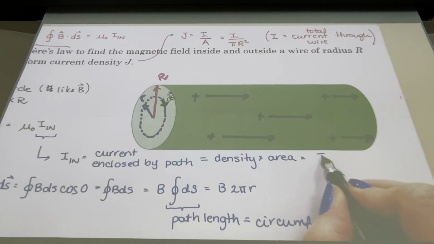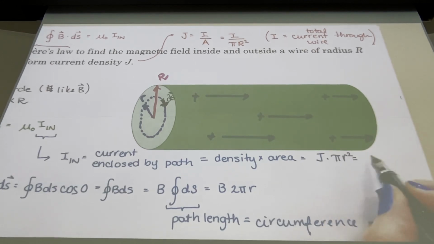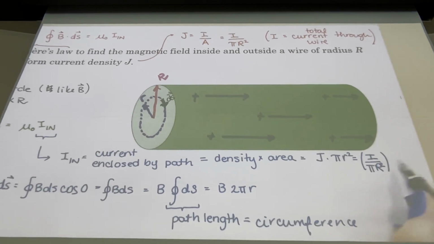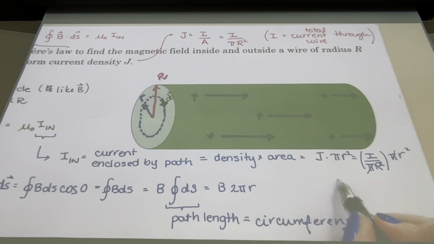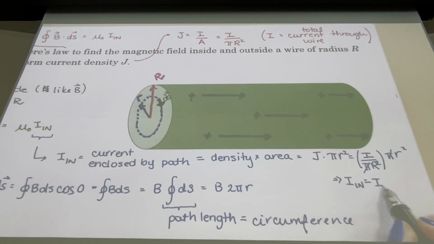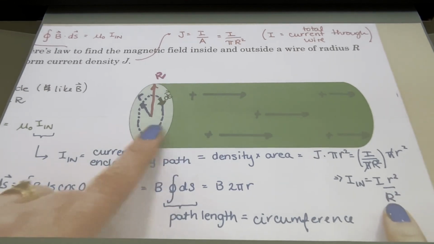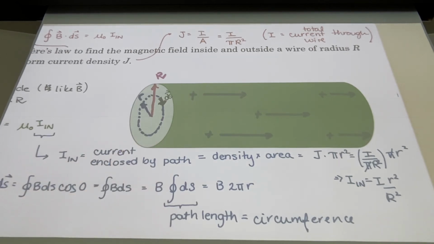Our current density is J. The area of our path is pi r squared. J is our total current I divided by pi times the radius of the wire squared. That's multiplied by pi times little r squared. Pi's cancel. So our I in, the current enclosed by the path, is our total current times r squared over R squared. So the current enclosed by the path is just a fraction of the total current. It doesn't enclose all of the current.